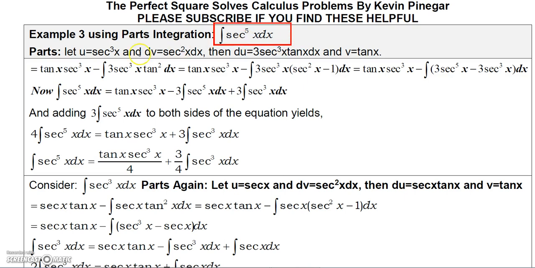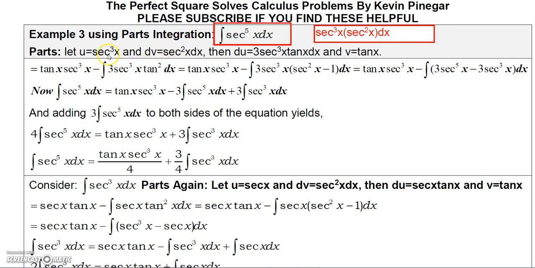And what we're going to do is, to integrate this, we're actually going to use integration by parts. And so what I'm going to do is think of secant fifth x as written like this. Secant to the fifth x, I'm going to write it as secant cubed x times secant squared x dx. And the secant squared x dx is going to be my dv, because I know it'll integrate easily. This will integrate easily to tangent x.